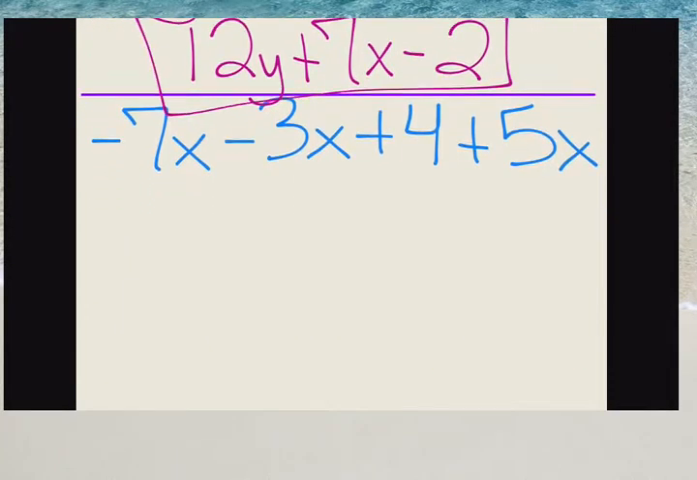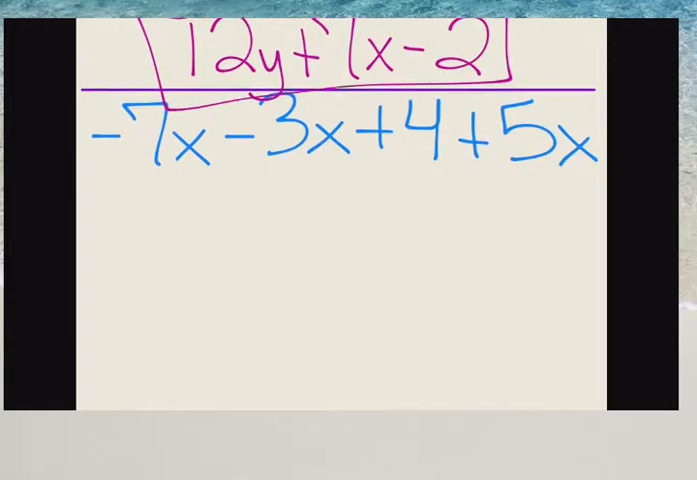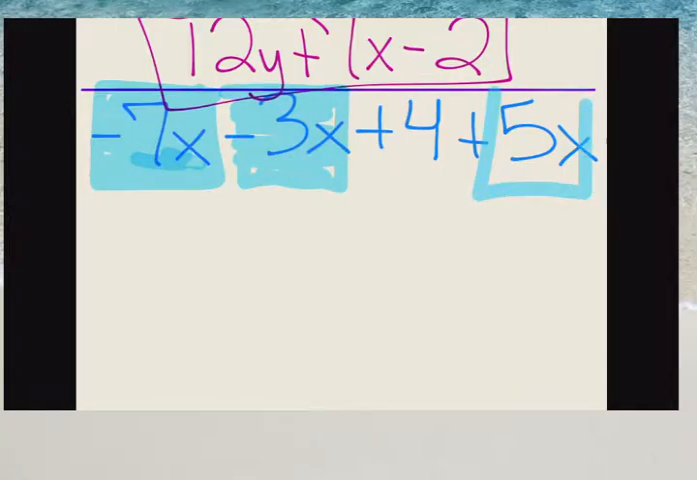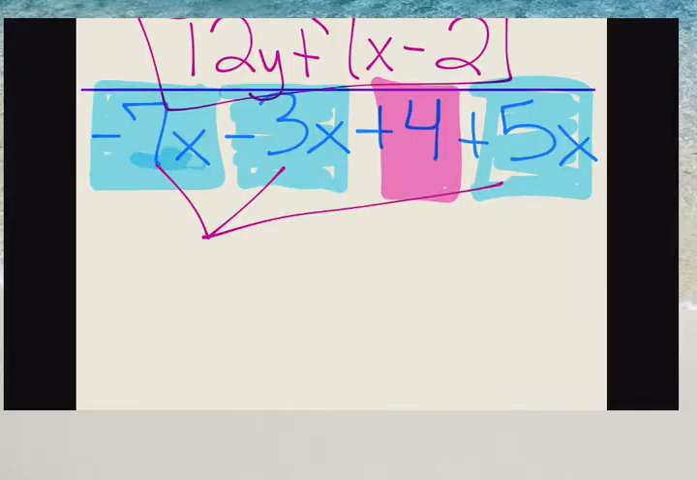Okay. All right, so we've got -7x. Don't forget that negative. Okay, look for any other x's. -3x and positive 5x. Okay. Switch colors. Now we've got positive 4 as a constant. No other like terms for 4. So sad. Let's combine our like terms.